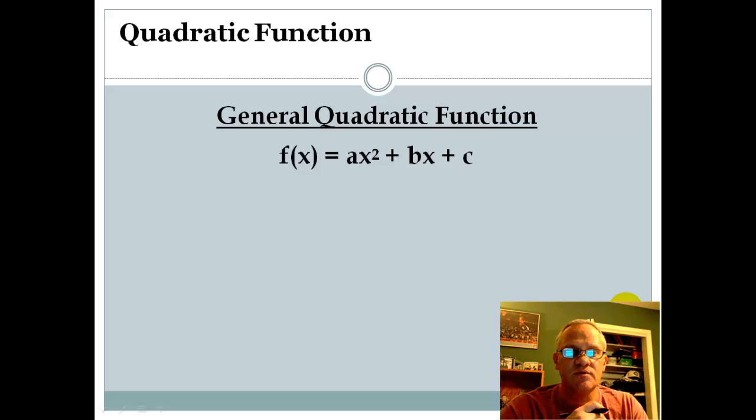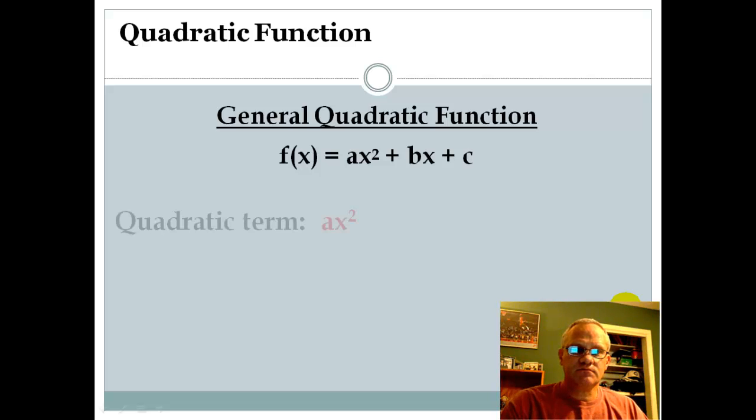Okay, kind of like remember before we talked about standard form, ax plus by equals c. That was for a linear equation. Well, this is for quadratic. ax squared plus bx plus c. a, b, and c are just numbers, just like they were before.